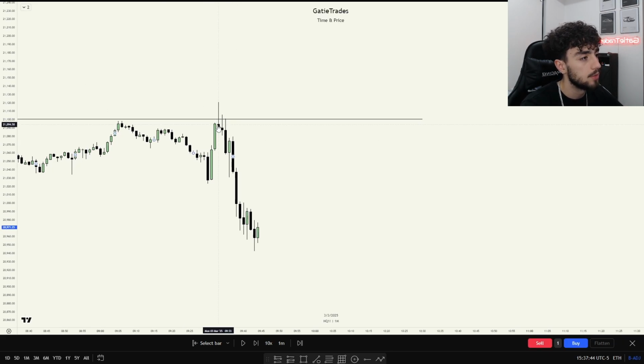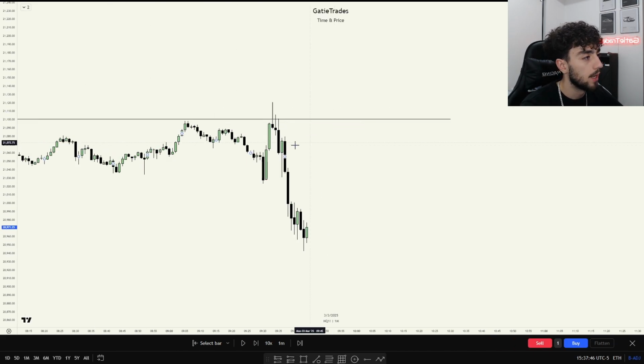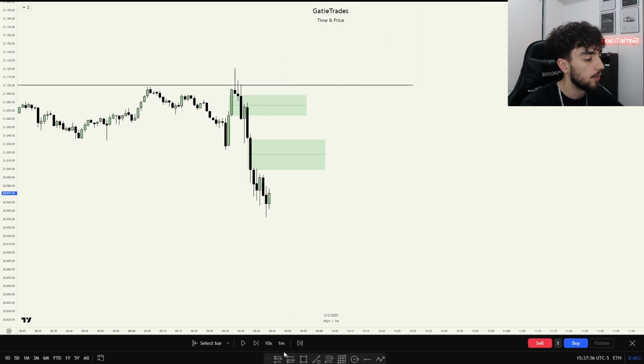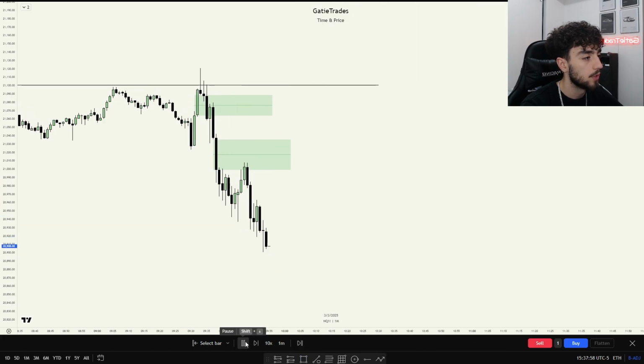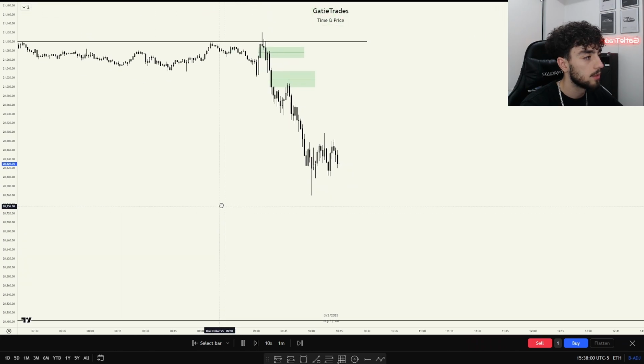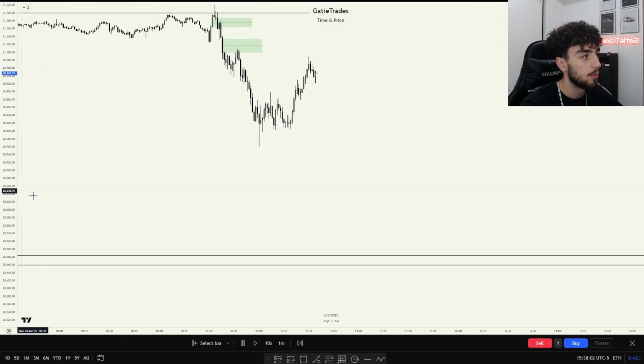And what happens? You see we wick above these old highs, and then we get an inversion fair value gap, which we talked about in the previous videos. We get a bearish fair value gap right here, which also delivers lower. And you can see how this ends up giving us a reversal towards all that liquidity that was built up all the way down there.